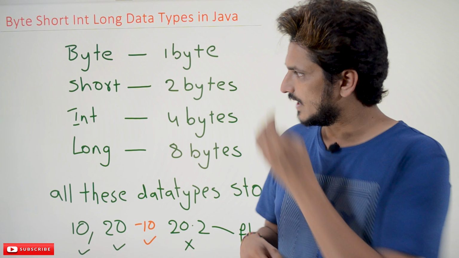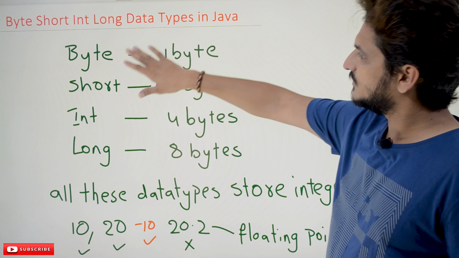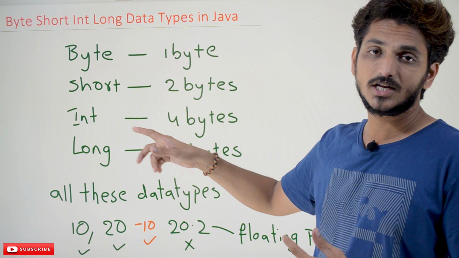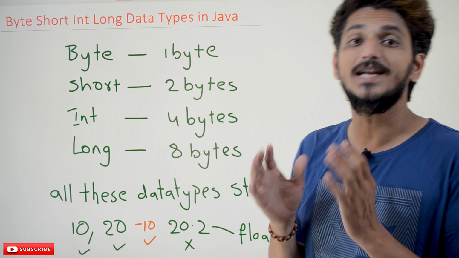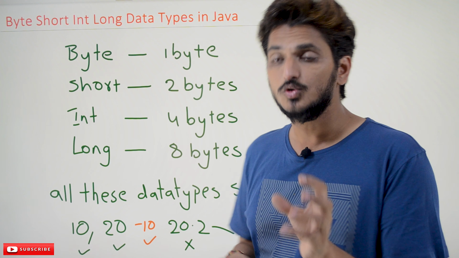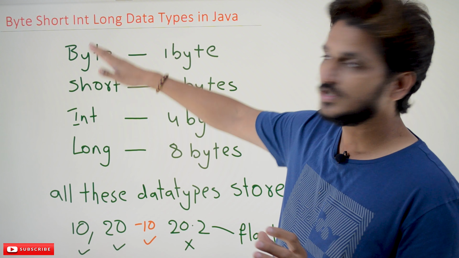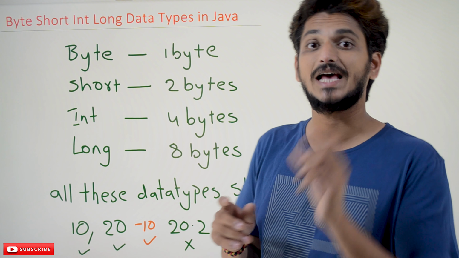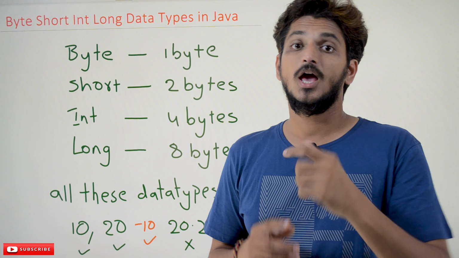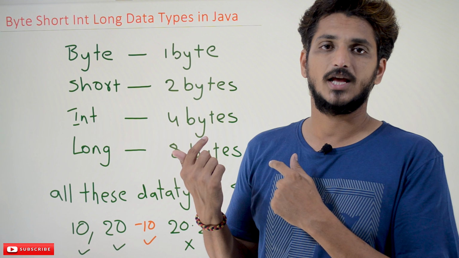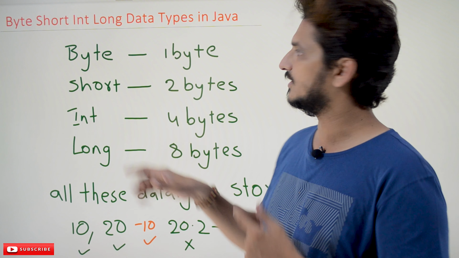So coming to today's class, these four data types, byte, short, int and long, are used to store integer values. If you want to store integer values, you can use any one of these data types. But what's the difference between these four data types? Size difference. According to your requirement, you have to choose your data type.